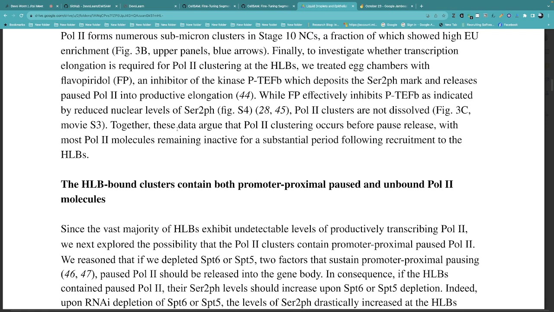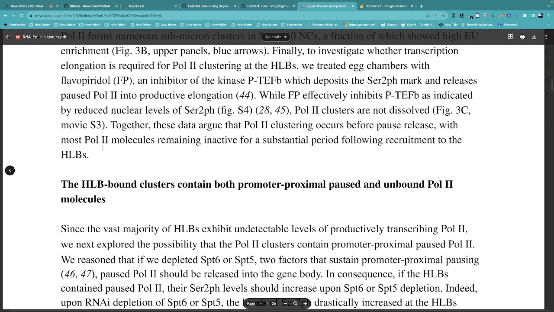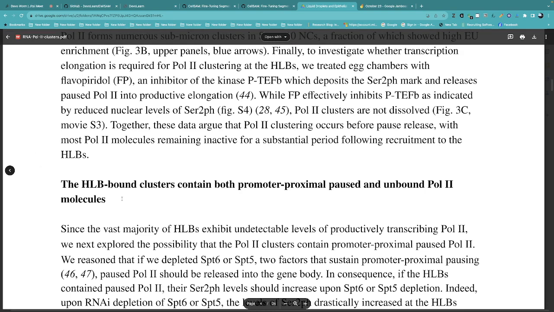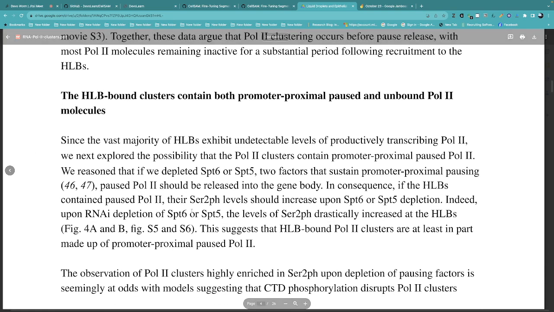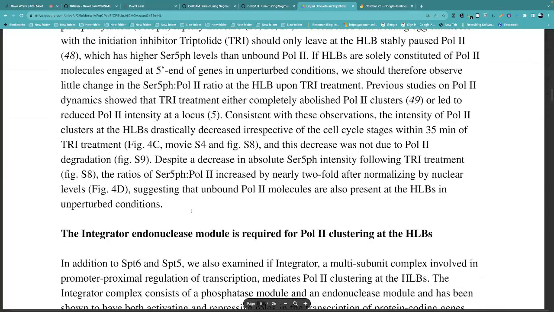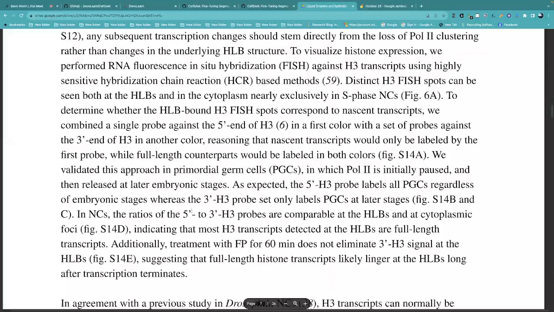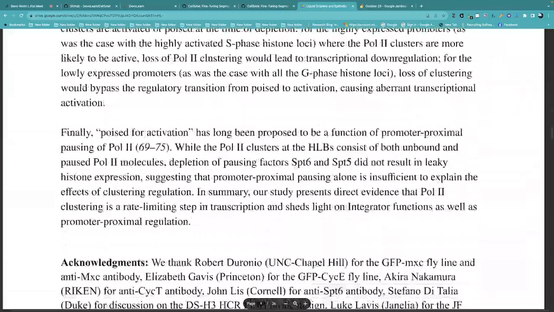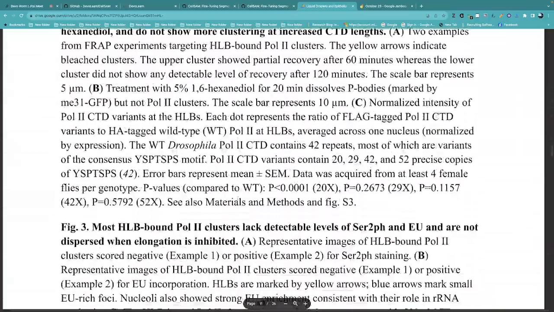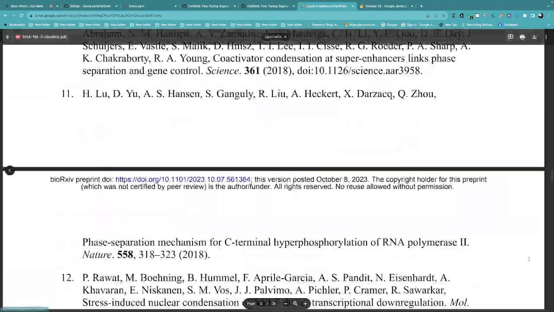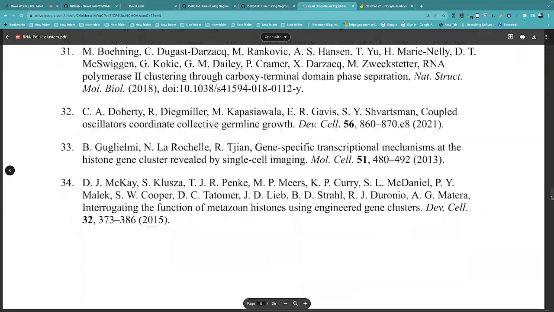genes. So these data argue that Pol-II clustering occurs before pause release, with most Pol-II molecules remaining inactive for a substantial period following recruitment to the histone locus bodies. So this is where they kind of lay this out. And I'm looking maybe for some images here. They don't really have figures in here. That's probably down further.